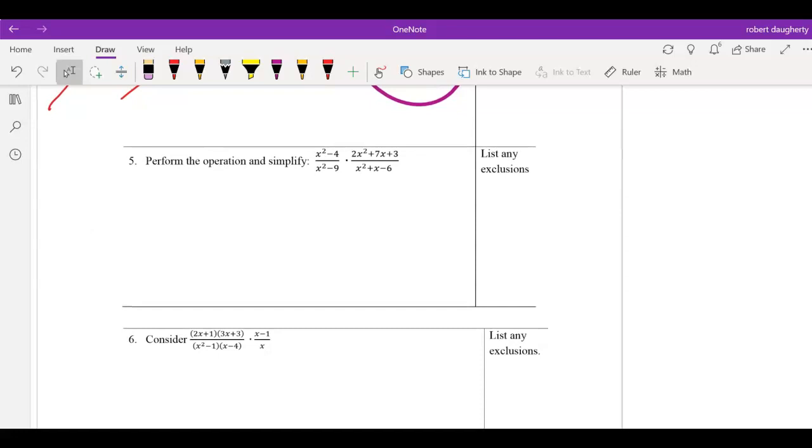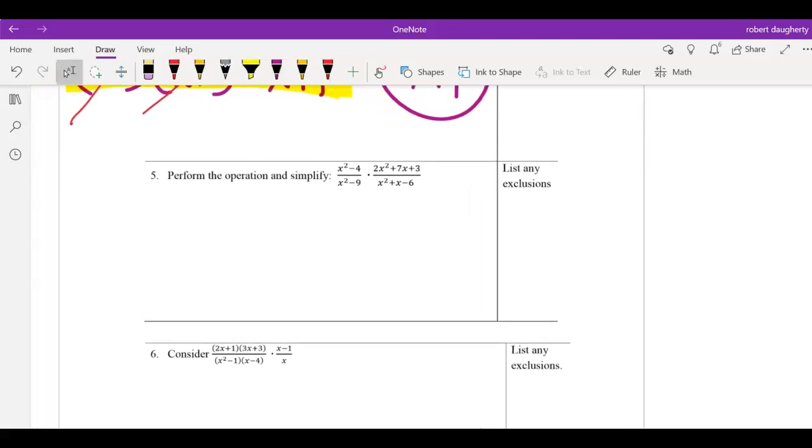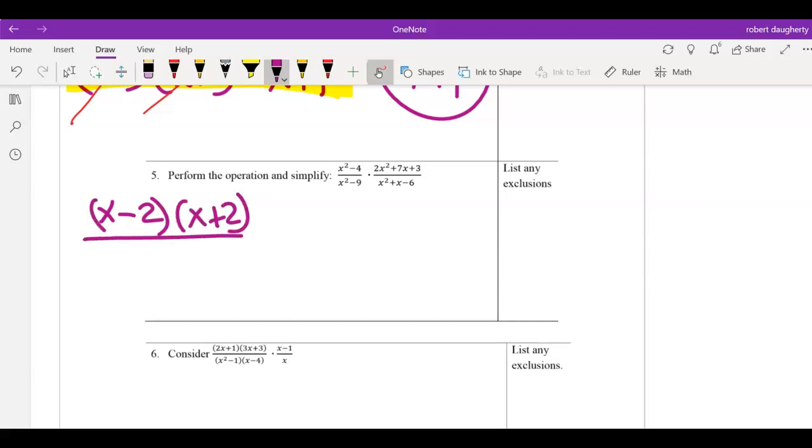Number 5, perform the operation and simplify. So x squared minus 4 is going to be x minus 2 times x plus 2, and x squared minus 9 is x minus 3 times x plus 3.